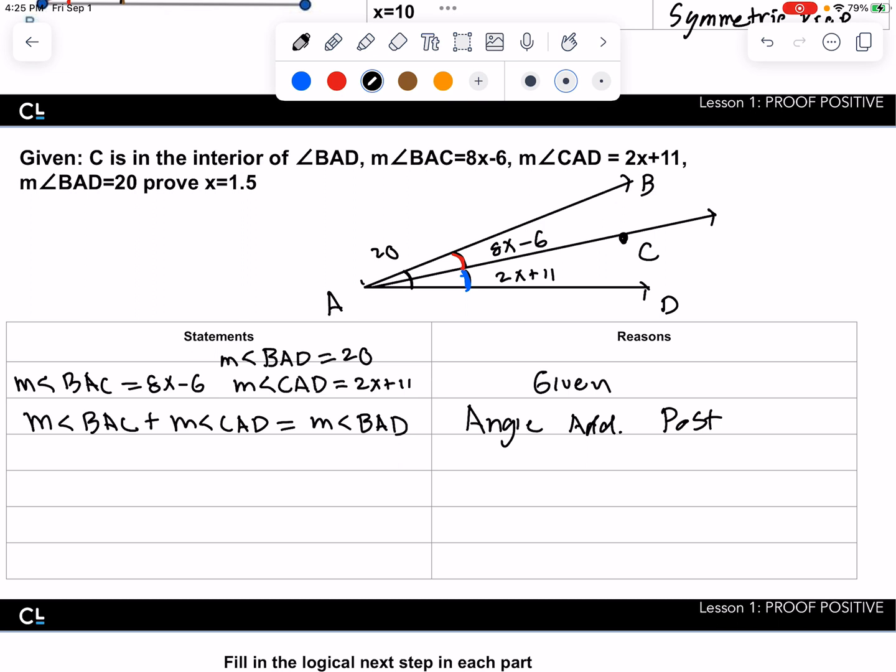Okay, after that, we can just substitute the values in. We know BAC has a value of 8x minus 6. We know that CAD has a value of 2x plus 11. And we know that BAD is 20. Okay, so I replace the values. The word for replace, substitute.